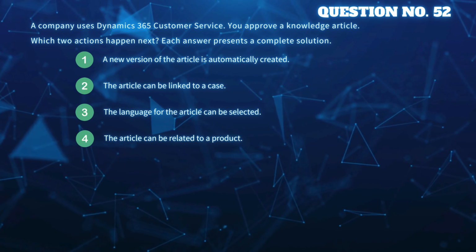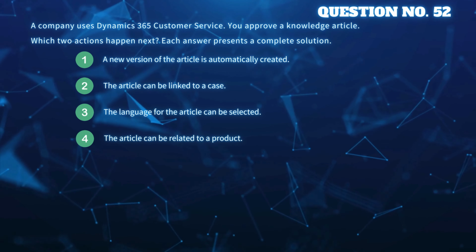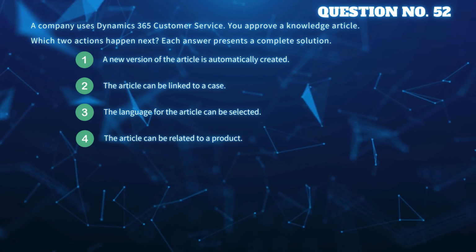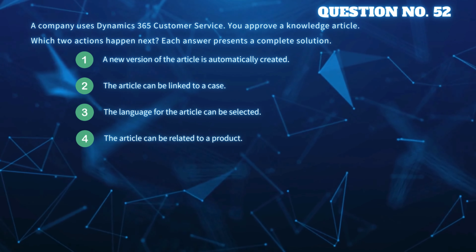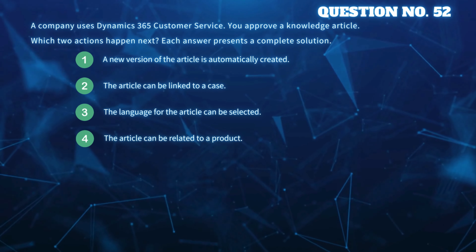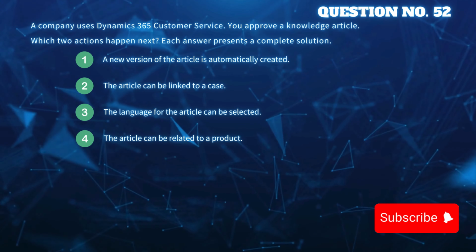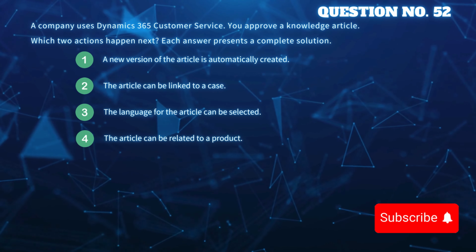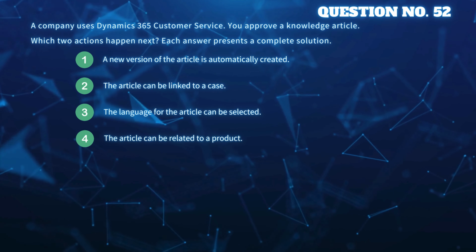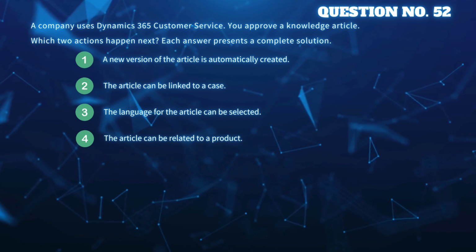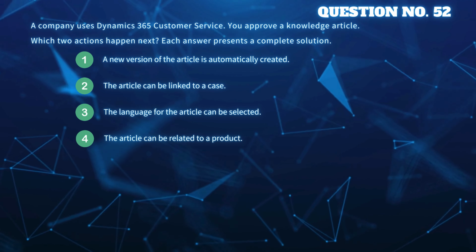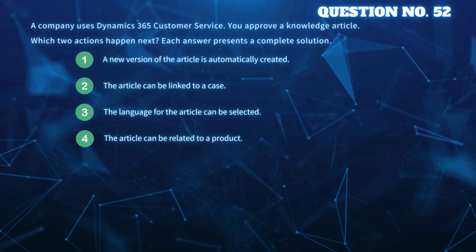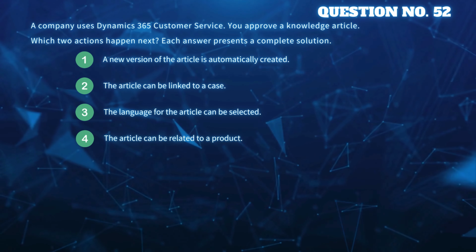A company uses Dynamics 365 Customer Service. You approve a knowledge article. Which two actions happen next? Each answer presents a complete solution. Option 1, a new version of the article is automatically created. Option 2, the article can be linked to a case. Option 3, the language for the article can be selected. Option 4, the article can be related to a product.